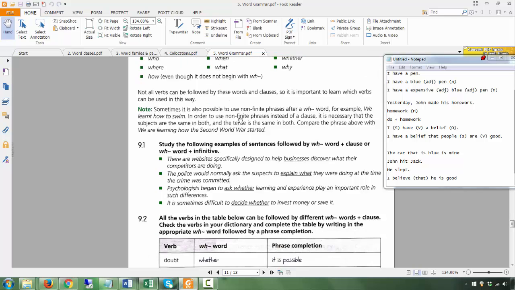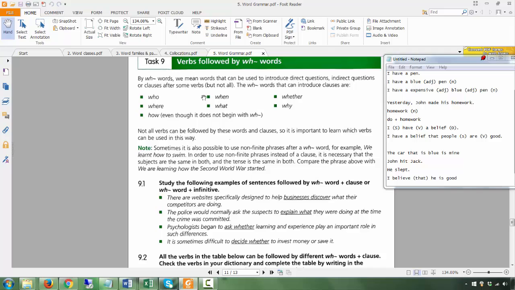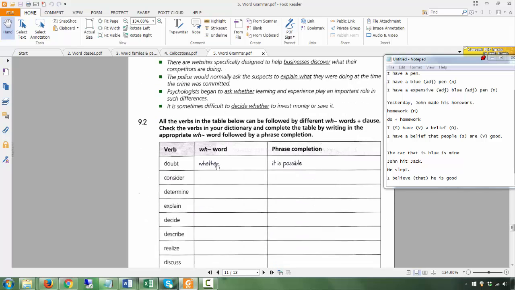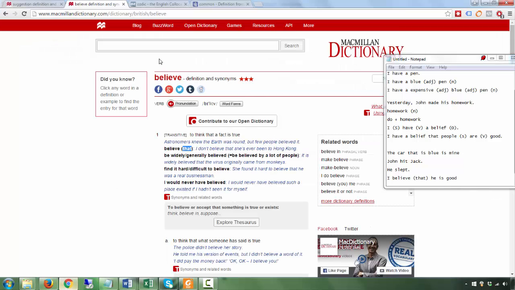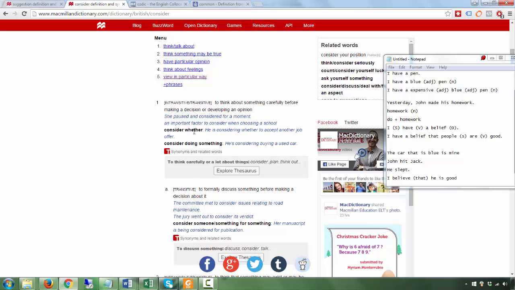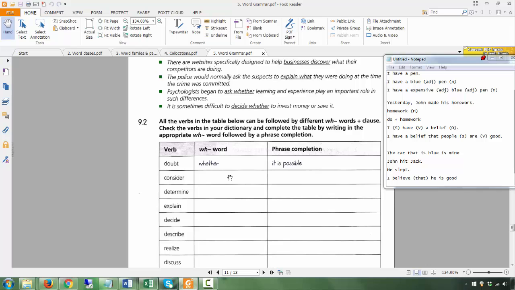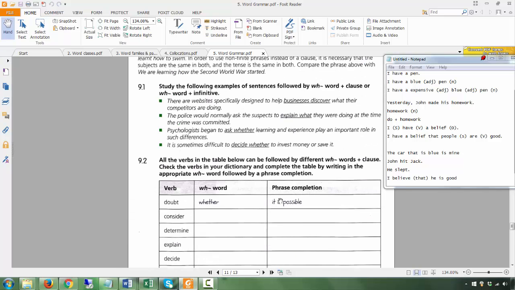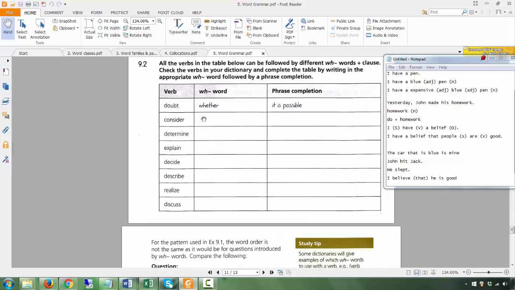Sometimes they have a WH word followed by a clause or followed by the infinitive. So if you look at consider, the dictionary will tell you the pattern is very often used with consider whether. It's just a WH word, so that is the pattern. Even doubt uses whether. So all you've got to do is choose one WH word and then complete the phrase, either with a clause or with to plus infinitive, to plus base.